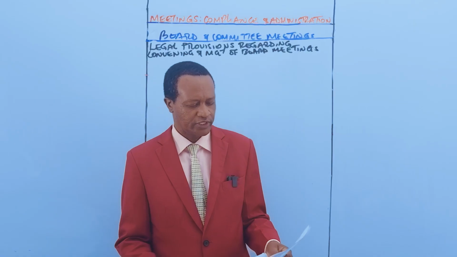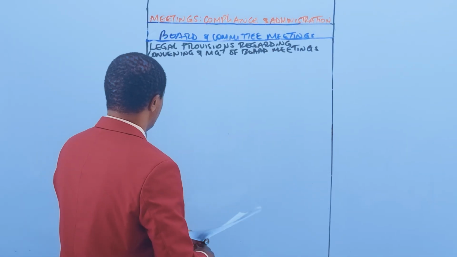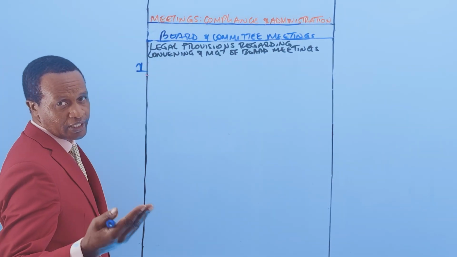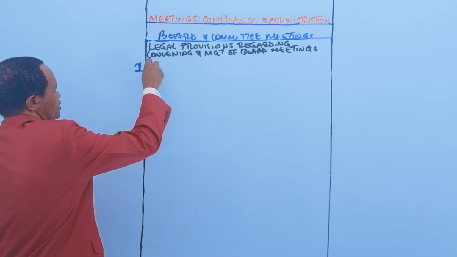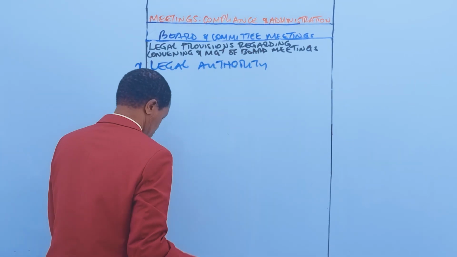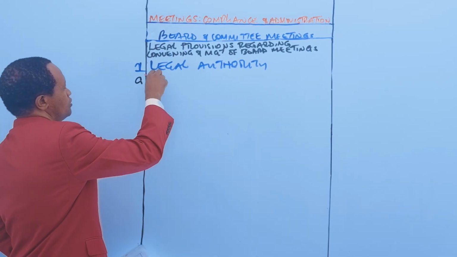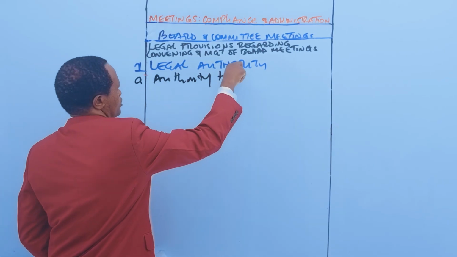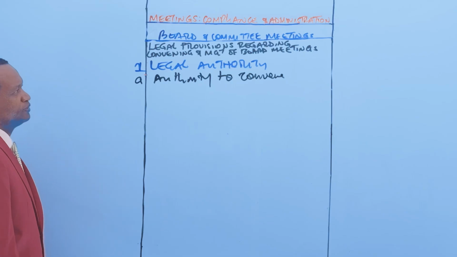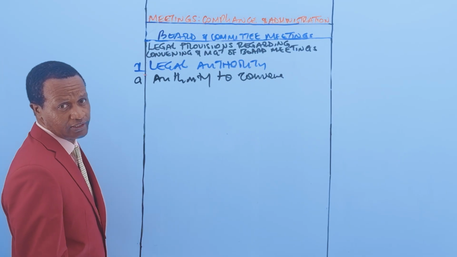So when studying these legal provisions, let me just put them down, because there's nothing wrong in repetition. We always say that we learn by repetition. So there is number 1, legal authority. There is the authority to convene. I've said it is the chairman of the board that has the authority to convene a meeting, though the company secretary may also convene a meeting when requested by any director.